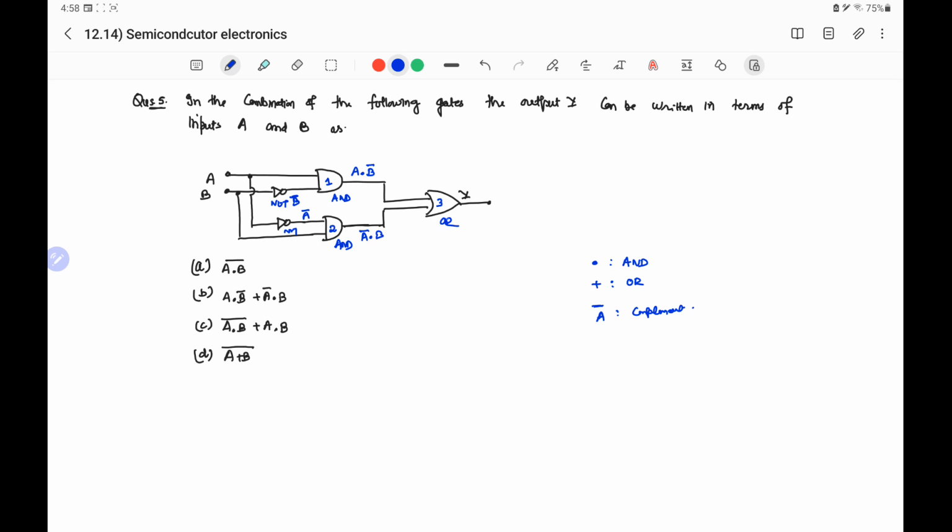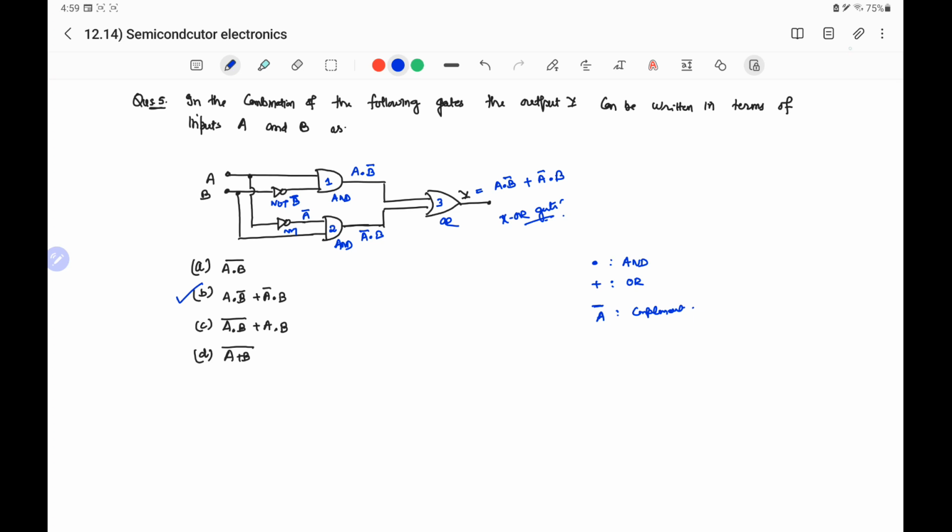Now these two outputs are applied to the OR gate, which is gate number 3, and we have the output Y. This Y will be equal to one of the inputs, that is A and B complement, OR another input, that is complement A and B. And actually this is the exclusive OR gate. And in the given options, option B is the correct option.